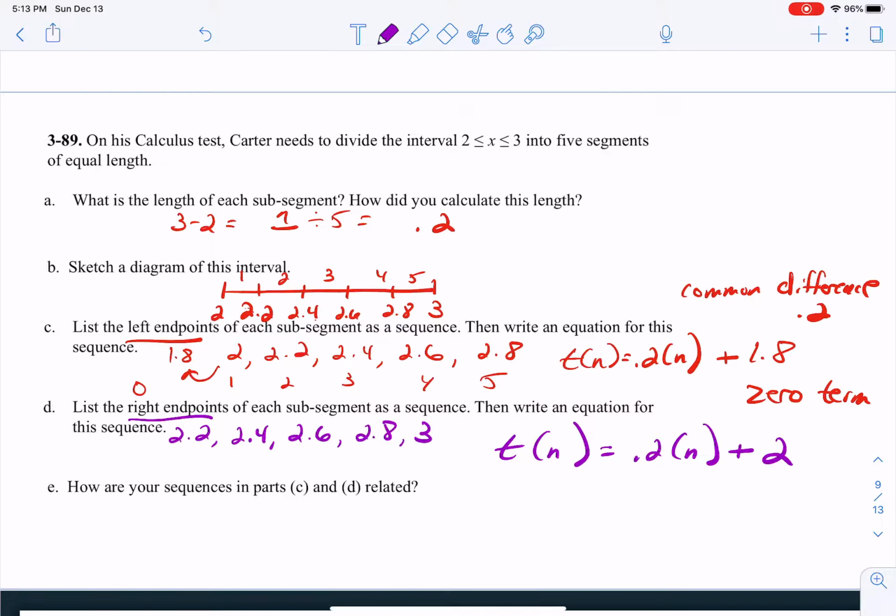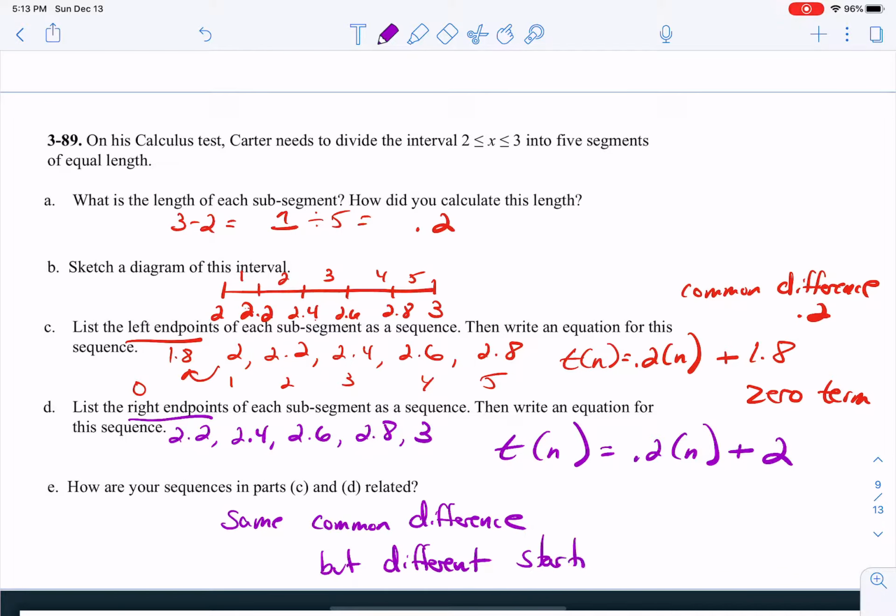So how are these related? They have the same common difference, but different starting values. So we really need to be concerned where we're starting our counting. Are you starting counting with 1 or are you starting counting with 0? Are you looking at the 0 term or the first term?